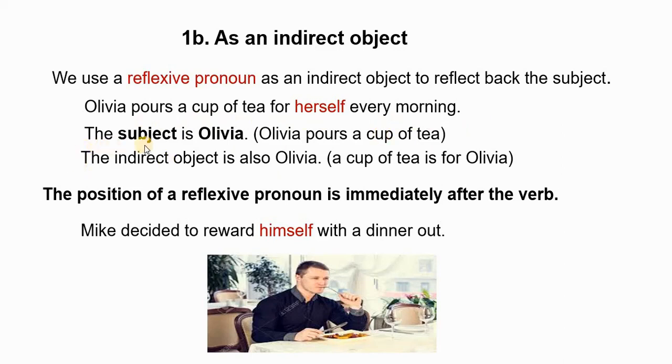So the subject is Olivia. Olivia pours a cup of tea. And this time, the indirect object is also Olivia, because a cup of tea is for Olivia. Here again, the position of a reflexive pronoun is immediately after the verb. The verb pours, and then the reflexive pronoun herself. Example here, Mike decided to reward himself with a dinner out.